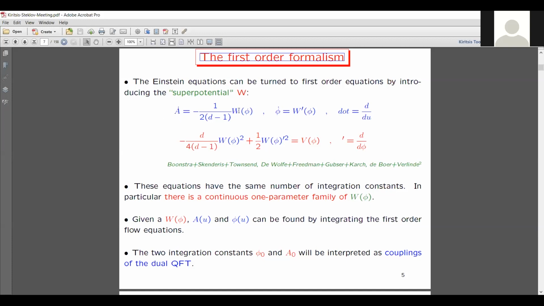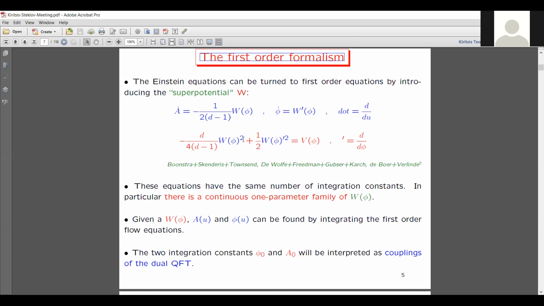So if you define W from this equation, then one of the two Einstein equations tells us that phi dot is proportional to the derivative of W with respect to phi. Primes stand for derivatives with respect to phi. Dots stand for derivatives with respect to the radial coordinate. And then the third gravitational equation, in fact, boils down to this first-order nonlinear differential equation that relates this function W, the superpotential, to the dilaton potential that exists in the Lagrangian. So this is old knowledge.